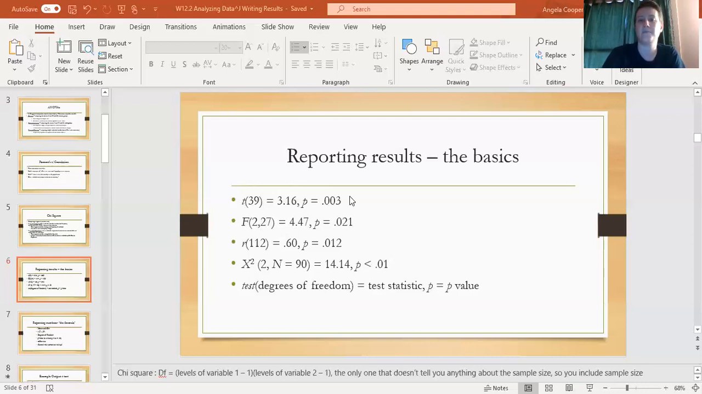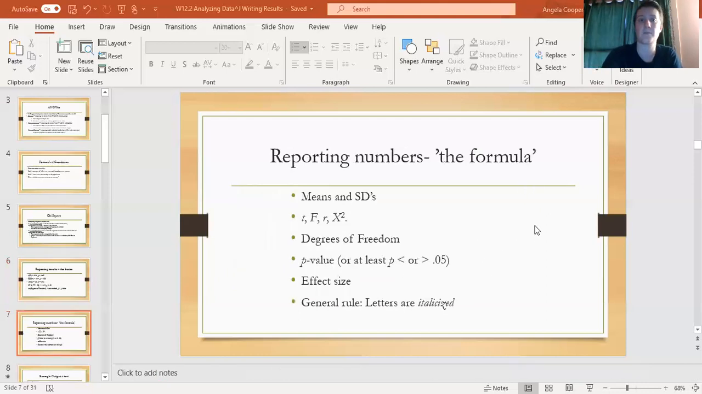So this is just a look at what t-tests, ANOVAs, correlations, and chi-squares look like in the format that APA requires when you report the results. So with the numbers, you'll need to report your means and standard deviations for your groups.